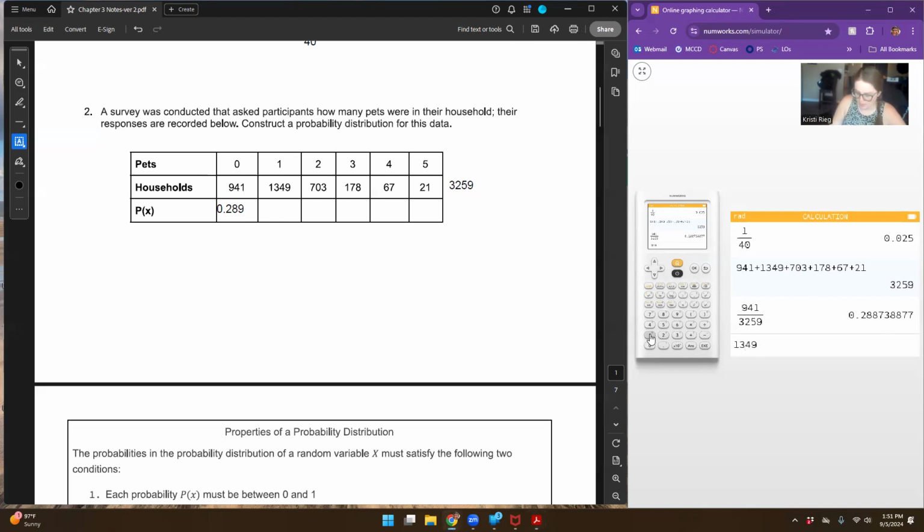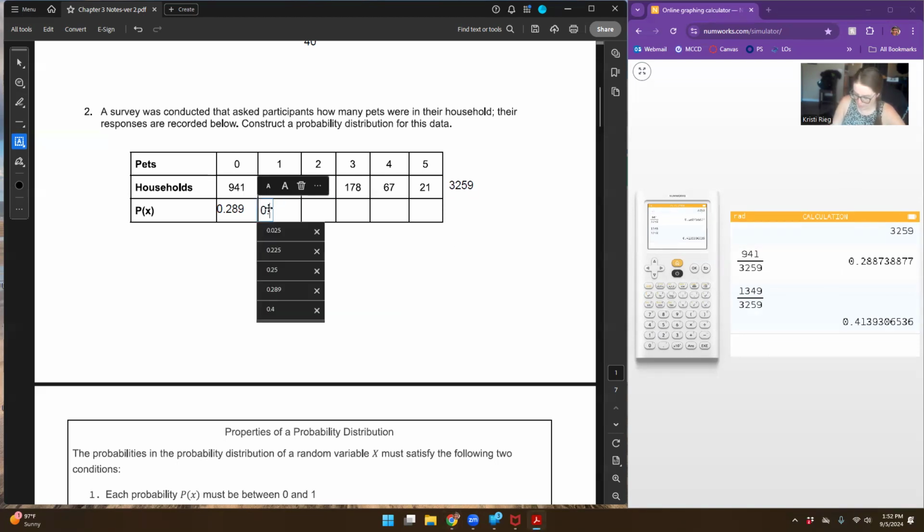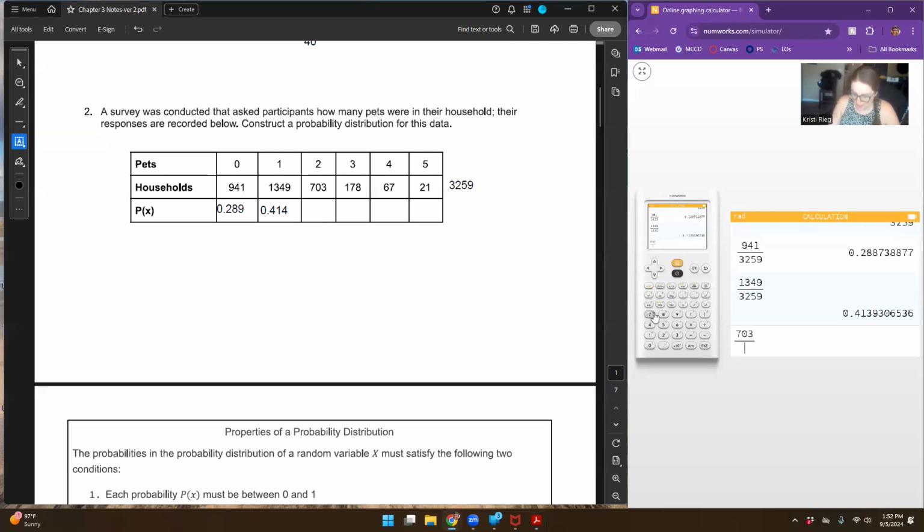Next step, 1349 divided by 3259. To 3 decimal places, it cuts off at the 3, the 9 tells it to round up, so we have 0.414. This is the last one we're going to do, and then we'll move on to a different topic. Okay, 703 divided by 3259 cuts off at the 5. The 7 tells me to round up, so I have 0.216.